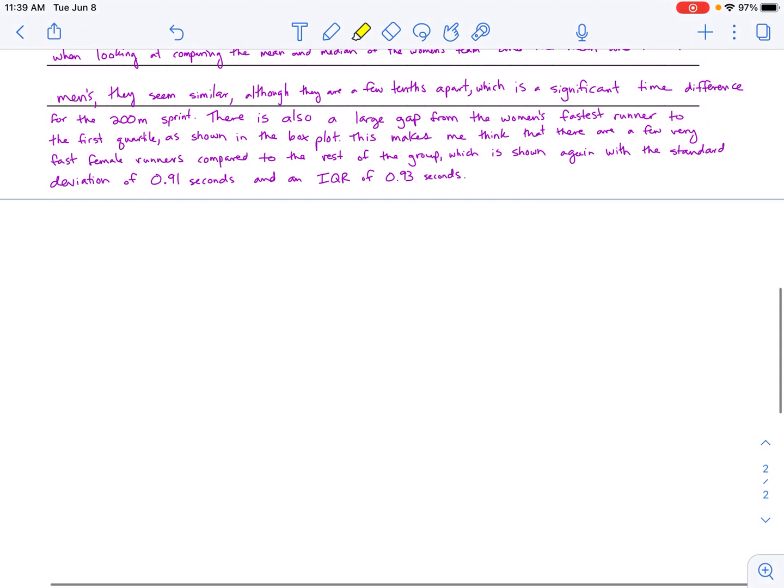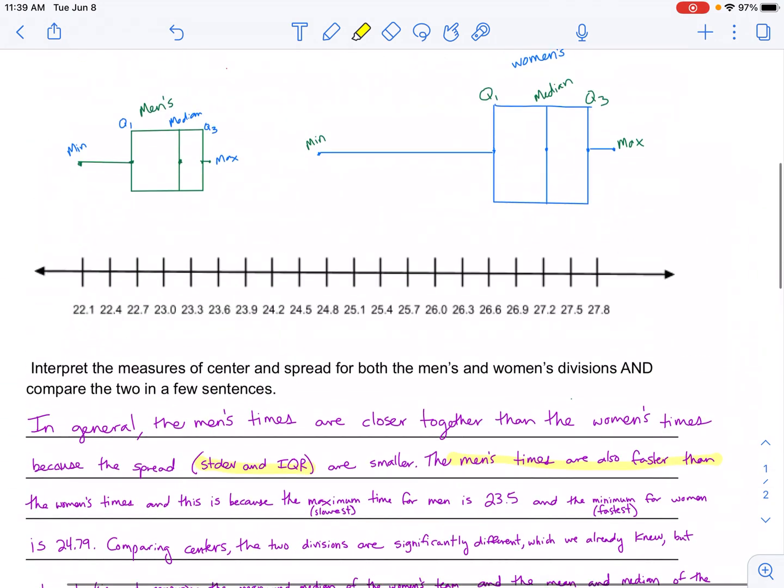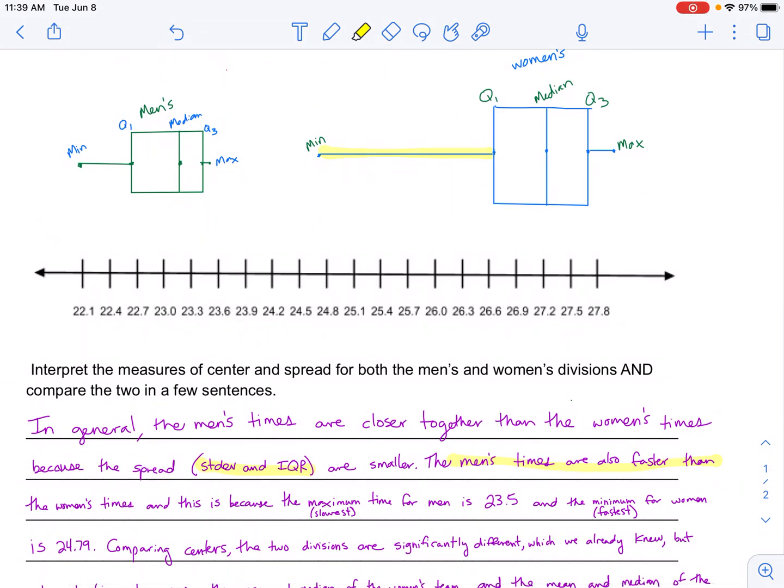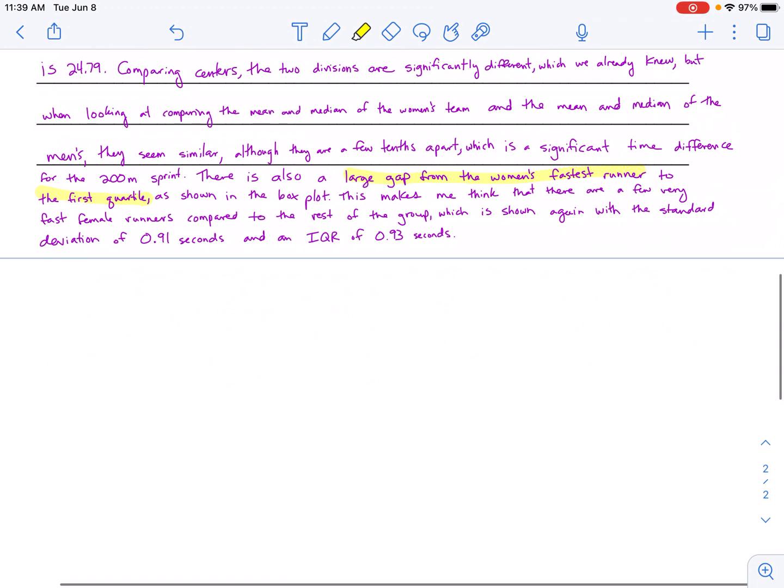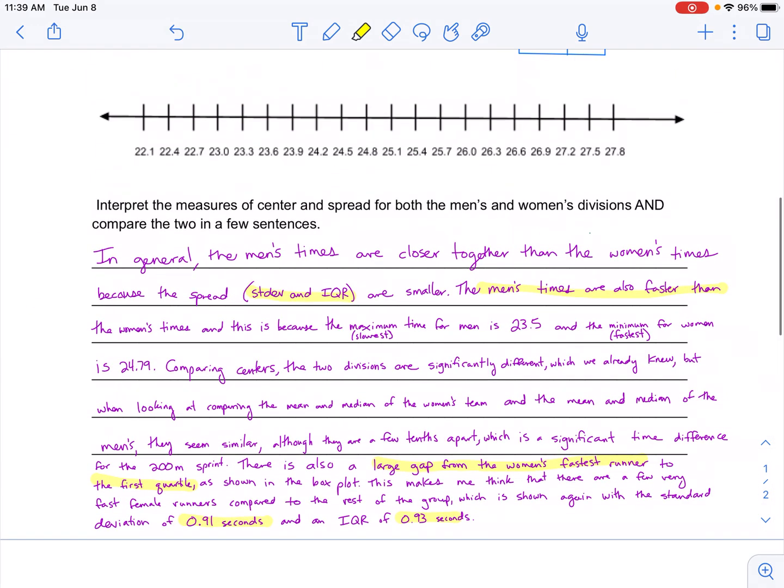There is also a large gap from the women's fastest runner to the first quartile, as shown in the box plot. That's what I was talking about right here. This makes me think that there are a few very fast female runners compared to the rest of the group, which is shown again with a standard deviation of 0.91 seconds and an IQR of 0.93, which is large. So that is a very, very excellent summary.